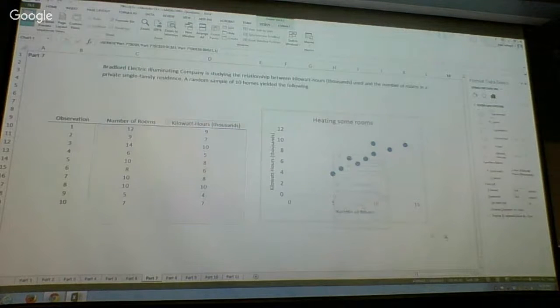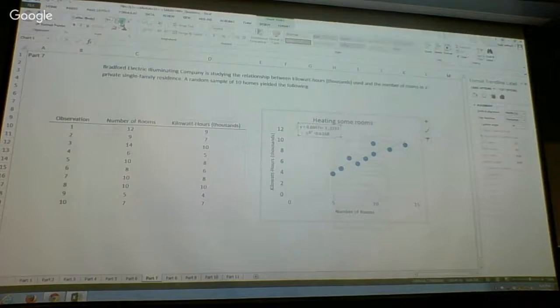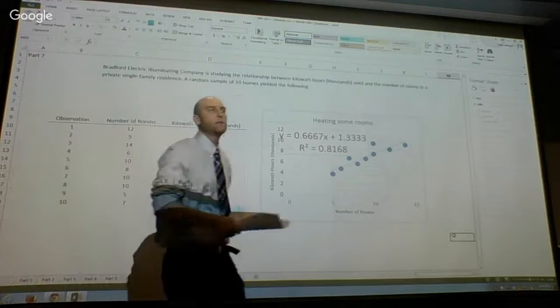Add trend line. Get that stuff up there. Make big. I see a value of 0.82. Does that mean my correlation coefficient is 0.82?